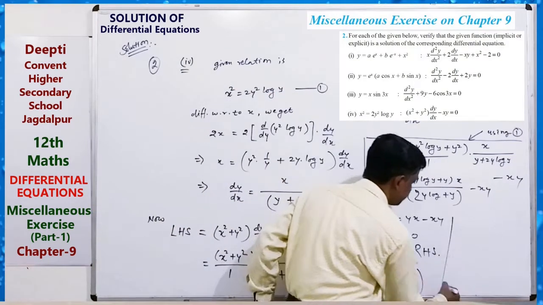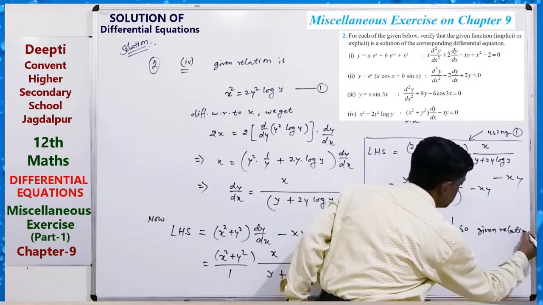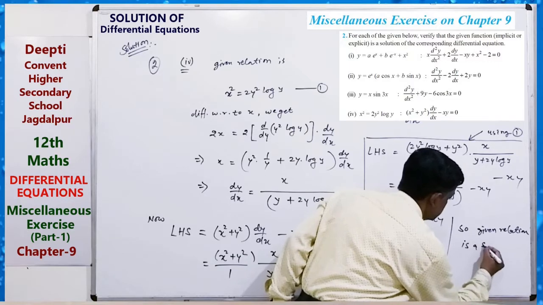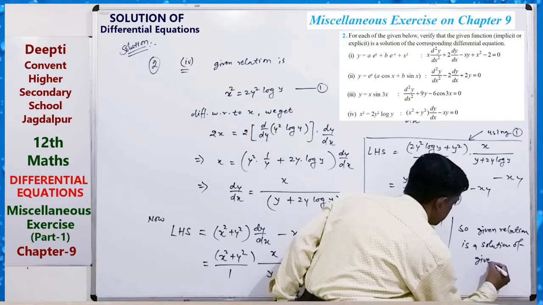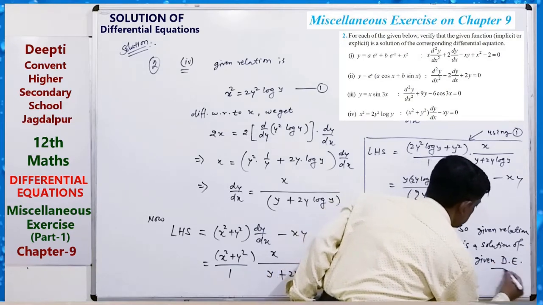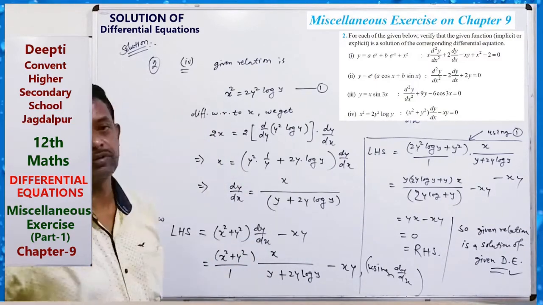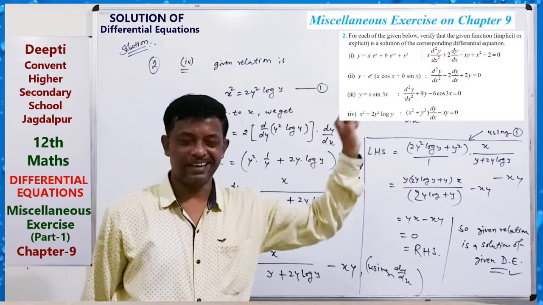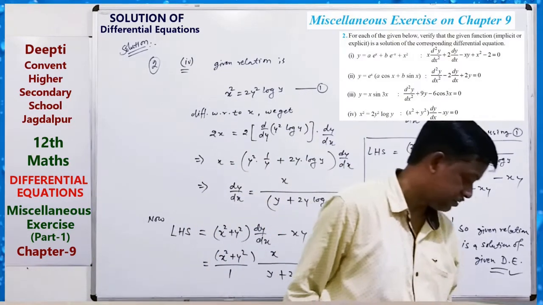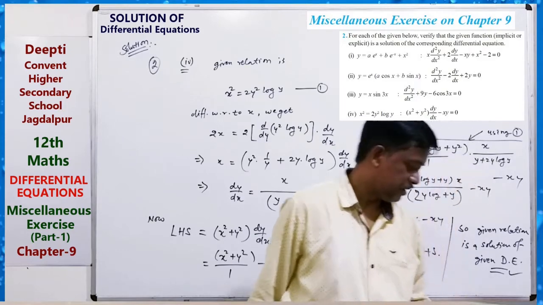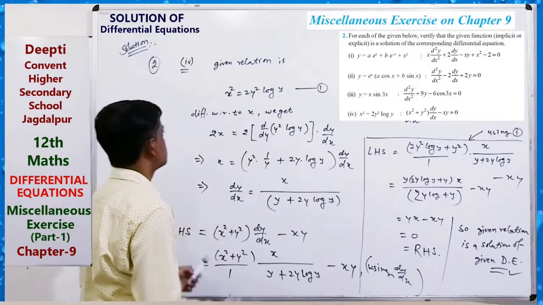So the given relation is a solution of the given differential equation. Okay, this is the solution. So that was question 4 of question 2. Now the second and third you have to do in your copy, by yourself as practice. Clear? Now take question third of the miscellaneous exercise.